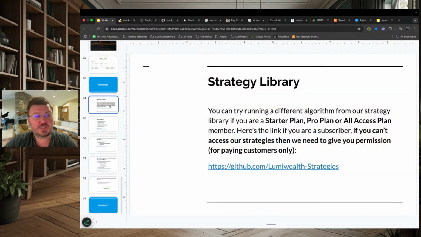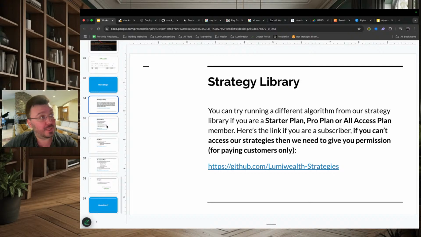First of all, really quick, next steps. We have a strategy library. If you are a subscriber and you want to run any of this stuff, go to this link here, Lumi Wealth Strategies. You can go through all the different strategies that we have. You can see all the backtests, and you can click on them and actually run them, right? So that's one thing. But now let's talk about our different plans.